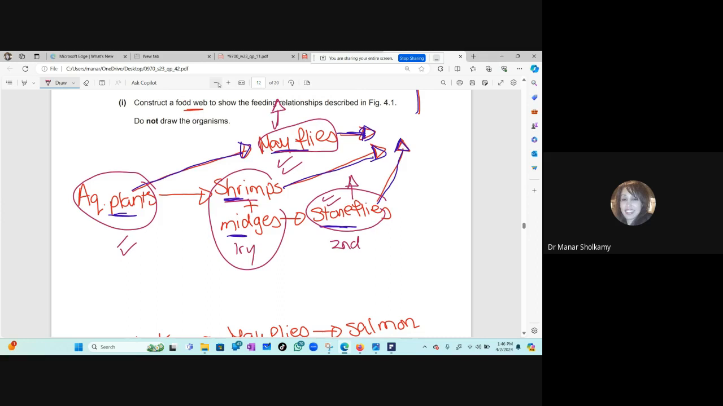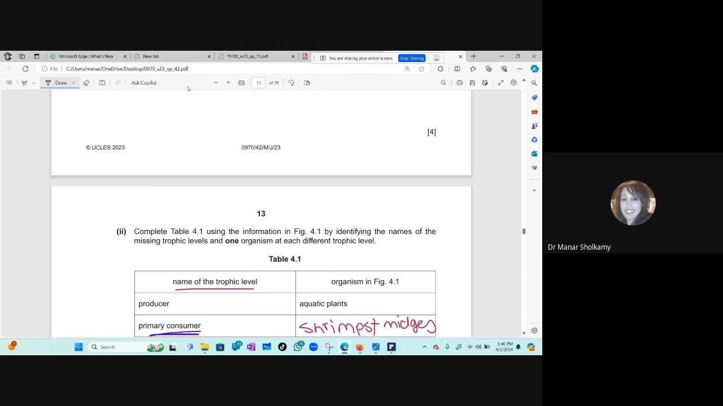Okay. And when the other organisms increase, for example, the stonefly, this is going to eat more midges. The midges will be eaten more because I will have more stoneflies. Also, when the mayflies increase, they will need more aquatic plants. So you just need to go back to your food web and look at the relationship. This is easy.